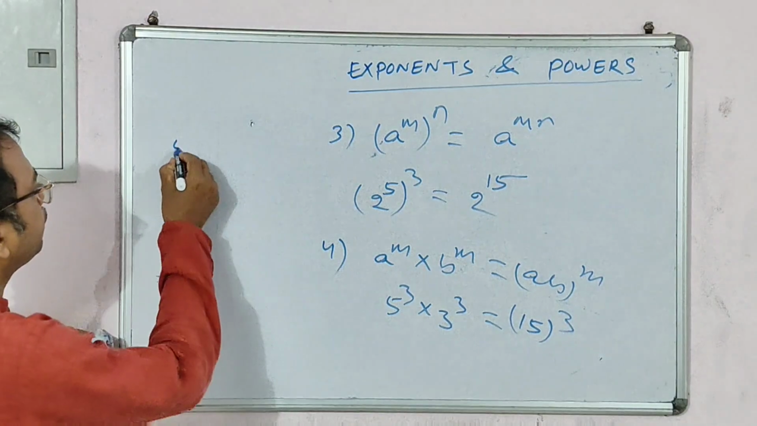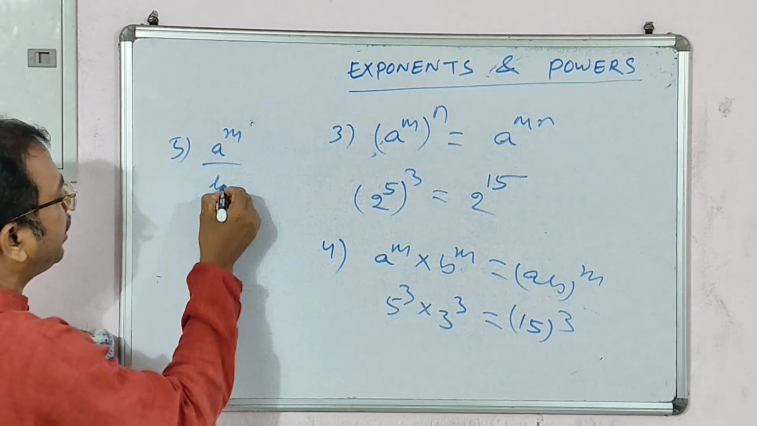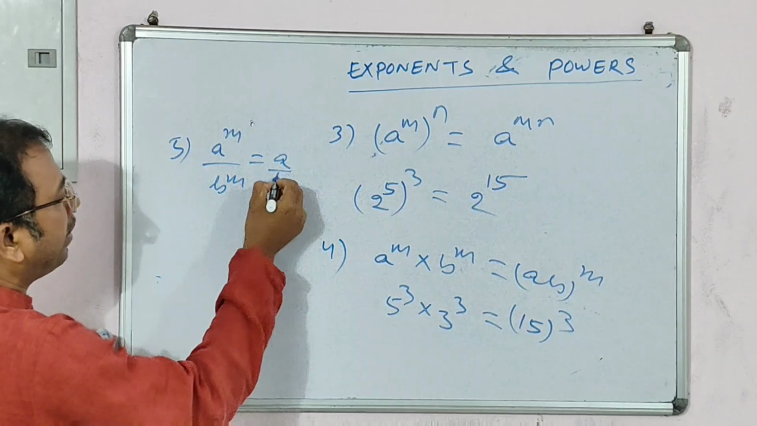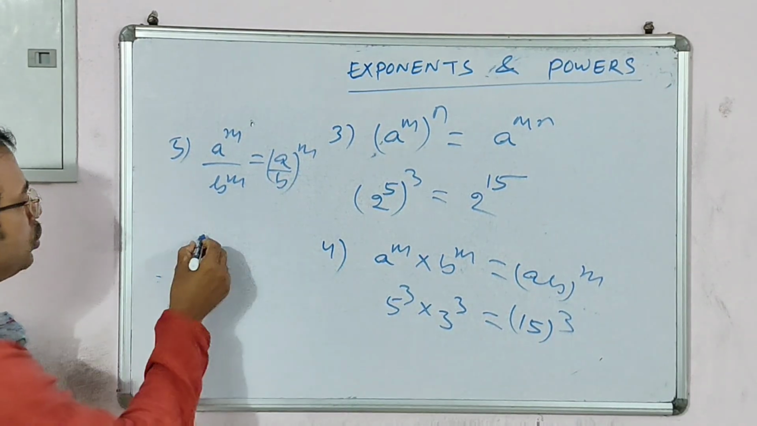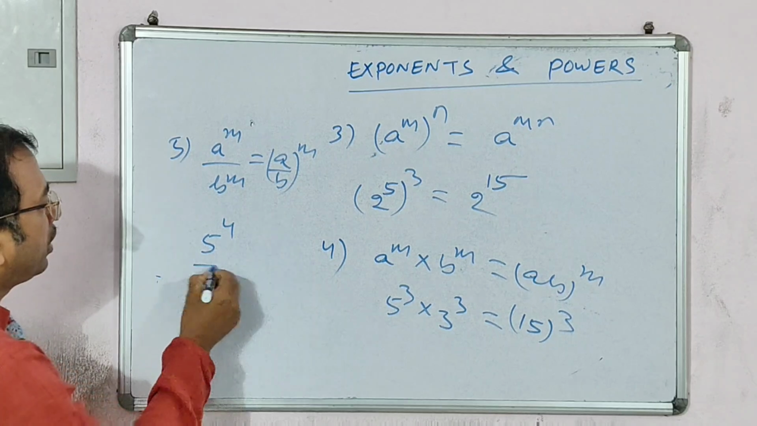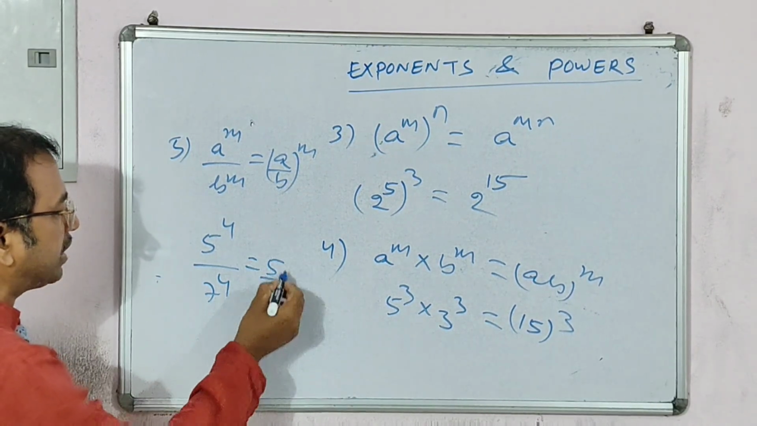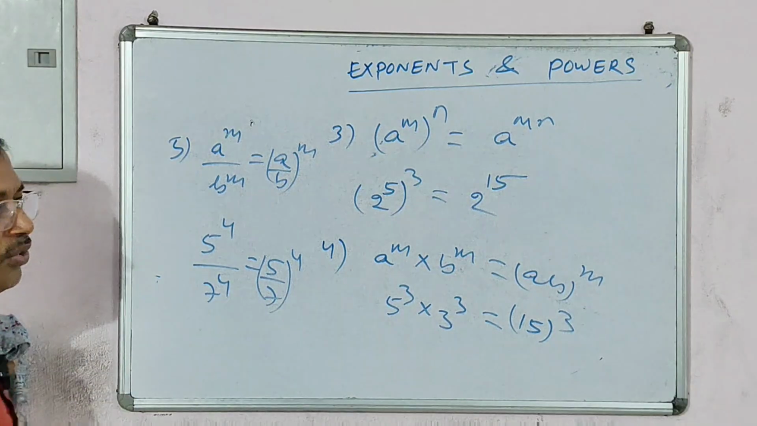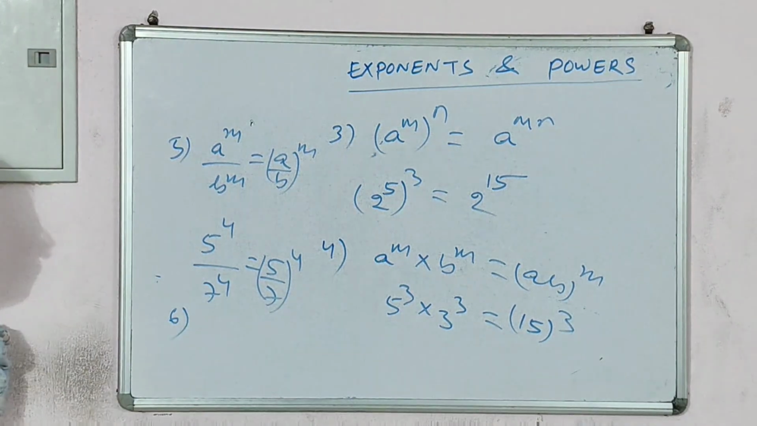Similarly, fifth rule. a to the power m by b to the power m. We can write a by b to the power m. Suppose 5 to the power 4 divided by 7 to the power 4. We can write 5 by 7 to the power 4. Got it? And sixth rule.